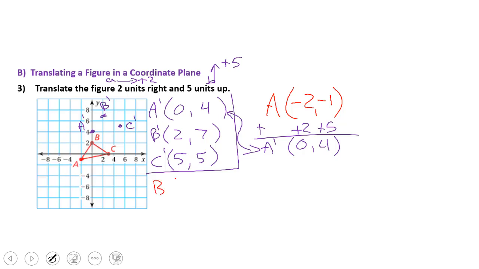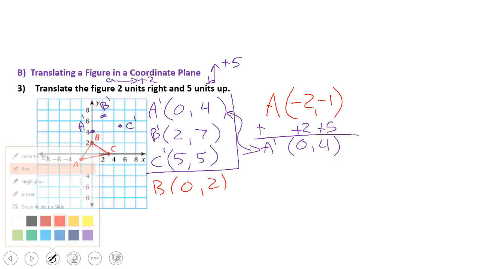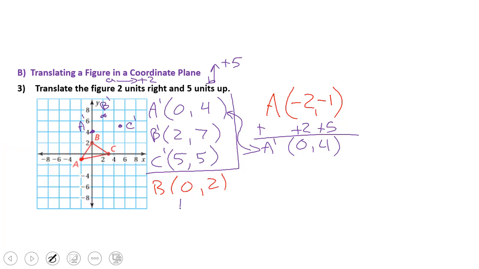So B is located at 0, 2. And again, it says that we are going to add 2 to the X, and we're going to add 5 to the Y. And so when we add these together, 0 plus 2 is 2, and 2 plus 5 is 7. So B prime is located at 2, 7. And yes, that matches right up.